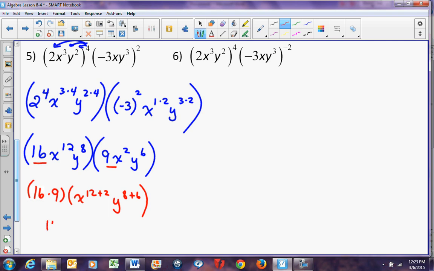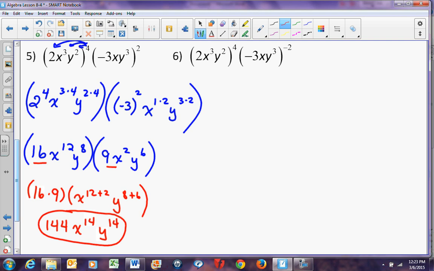This becomes 144. X to the 12 plus 2 is 14. Y to the 8 plus 6 is also 14. So we end up with 144, x to the 14th, y to the 14th. And we are done at that point. It is completely simplified. Cannot be simplified any further.